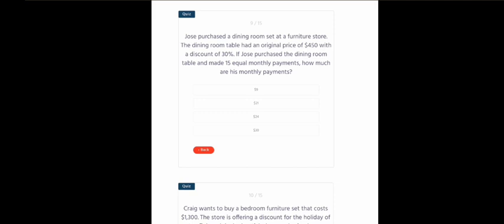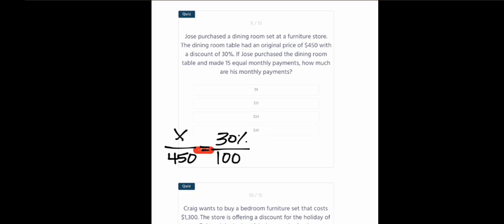Here we go. Jose purchased a dining room set at a furniture store. The dining room table had an original price of $450 with a discount of 30%. If Jose purchased the dining room table and made 15 monthly payments, how much are his payments? So here, he didn't put a down payment. He got a discount. So let's take away that discount so that we figure out what the price is and how much he has to actually pay in those payments.